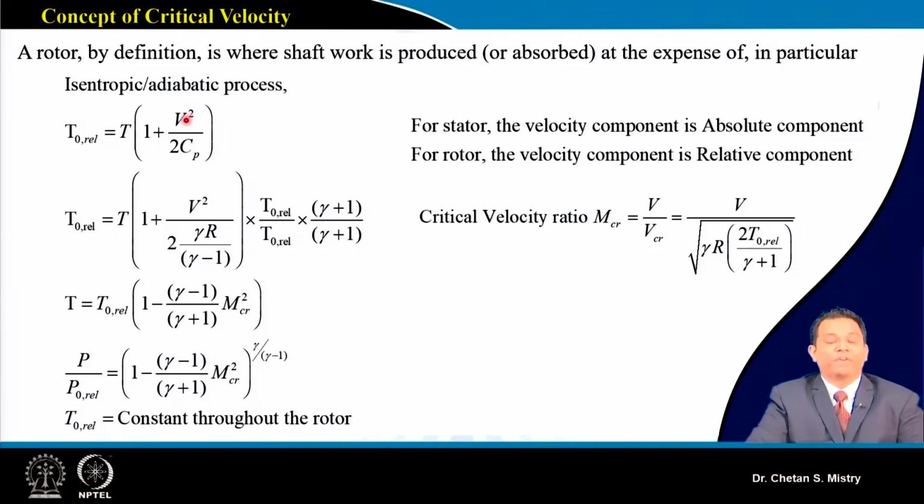So if I replace that, my Cp I can again write as gamma R over gamma minus 1, multiplying and dividing by T0 relative and gamma plus 1. And if we put in this equation, it gives how my static temperature and pressure vary within the flow passage. This is very important: my T0 relative remains constant throughout my rotor. In the same way, T0 we have considered remains constant for my stator.